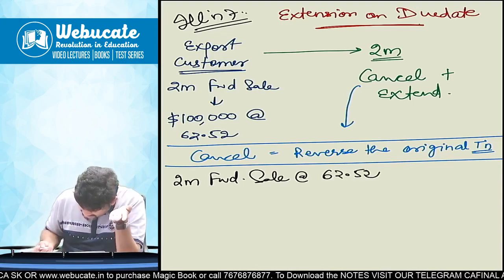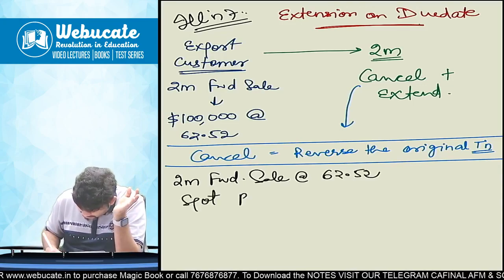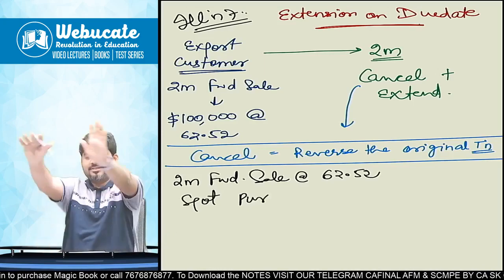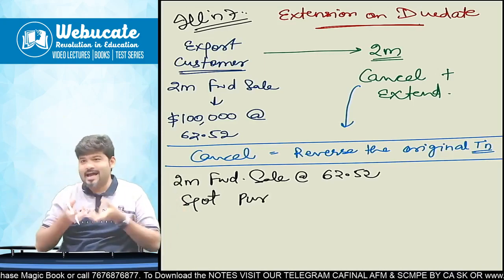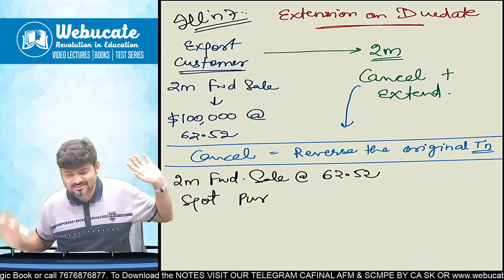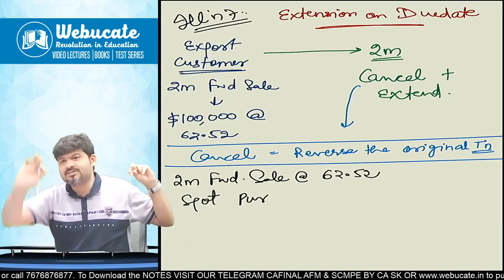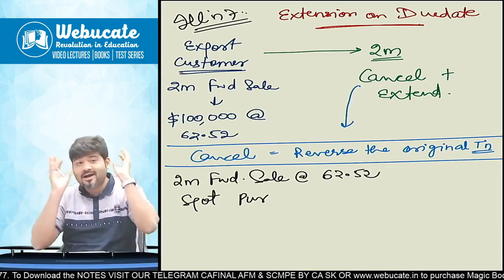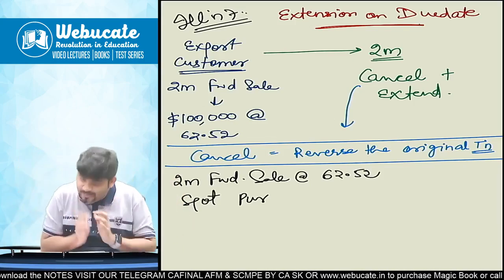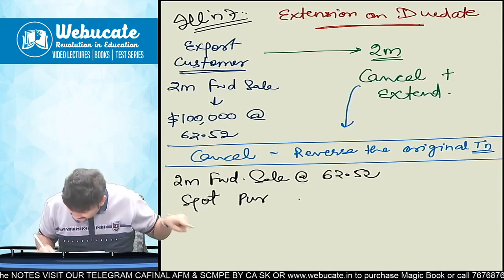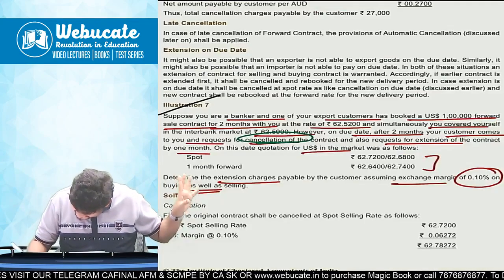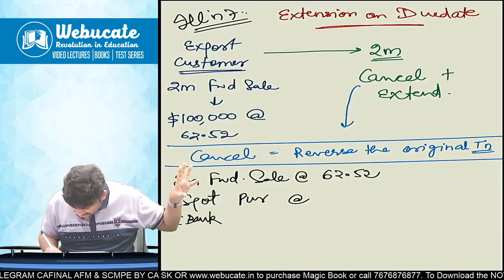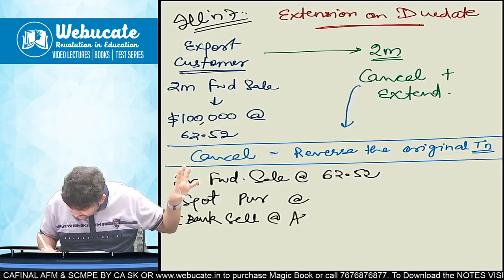62.52. But now on the date only he had come, no? So spot. It's like this, that the transaction is going through. So bank is saying, I am going to sell you a 2 month forward sale. So he is telling me, you sell it to me. I don't care. But where do I get it from? I don't have. You purchase spot and then sell it to me. So he is now purchasing at spot. Customer is purchasing. Bank is selling at ask rate.